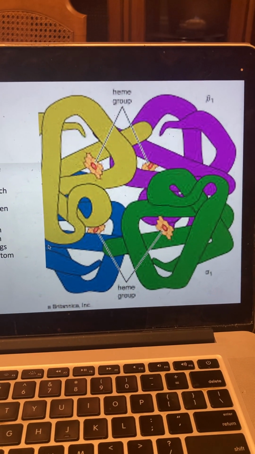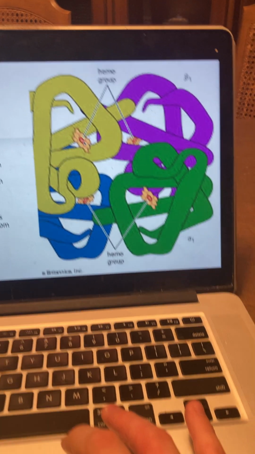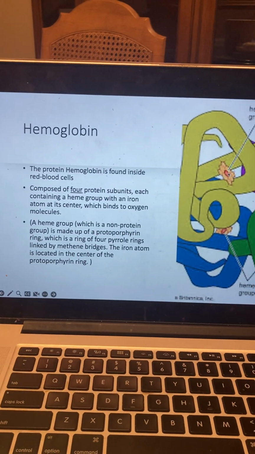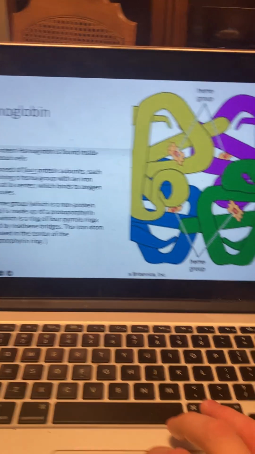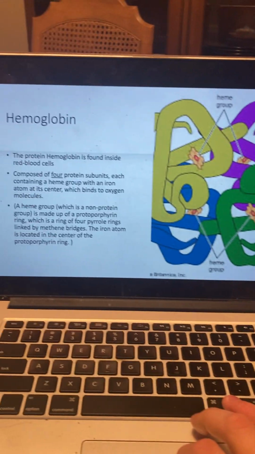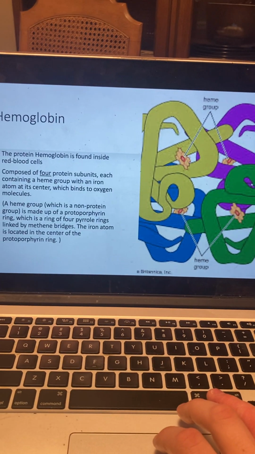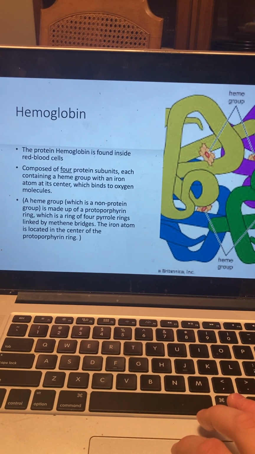So here's the basic structure of it. It's not the greatest photo, but you've got the heme group, which is basically a non-protein part that is very specific for binding to oxygen. The protein hemoglobin is found inside the red blood cell. That's what it looks like. It's composed of 4 protein subunits, each containing a heme group with an iron atom at its center, which is going to bind the oxygen.